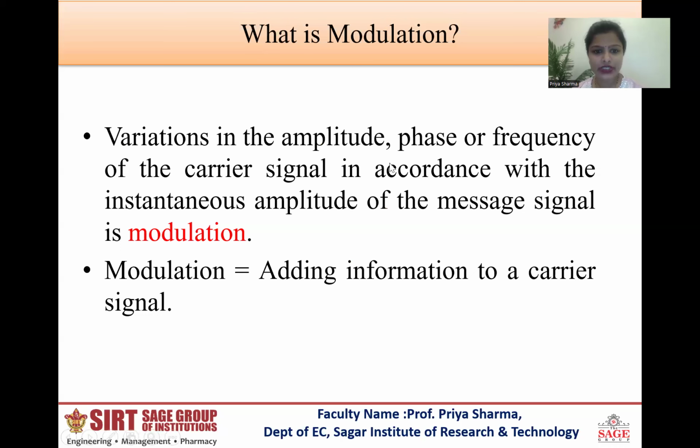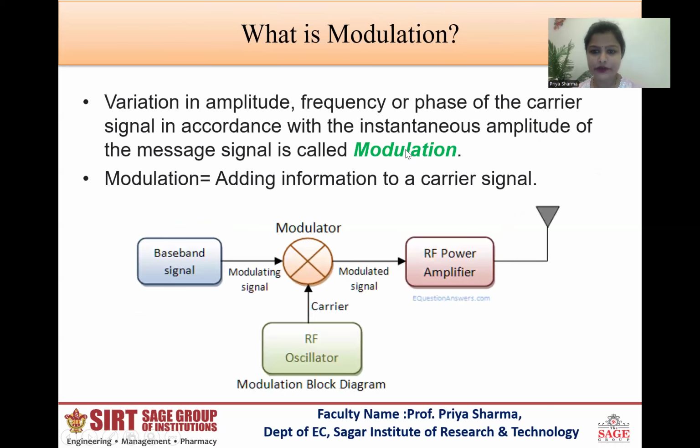So what is modulation? It is the variation in the amplitude, frequency, or phase of the carrier signal in accordance with the instantaneous amplitude of the message signal. That means we will be varying either the amplitude, frequency, or phase of the carrier signal. What is the carrier signal? The carrier signal is a high frequency sinusoidal signal which is added to the message signal, and that is known as modulation. So modulation is adding information to a carrier signal, and the information is carried in the message signal.